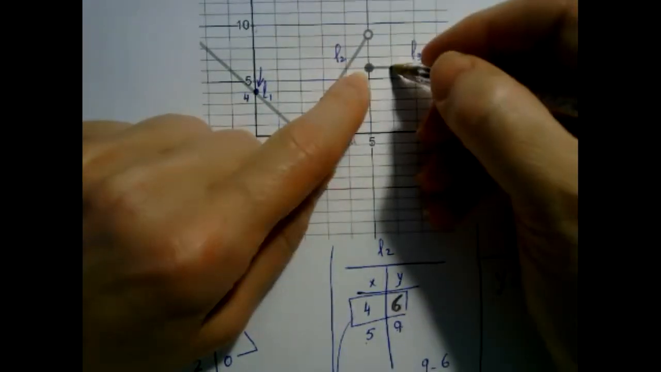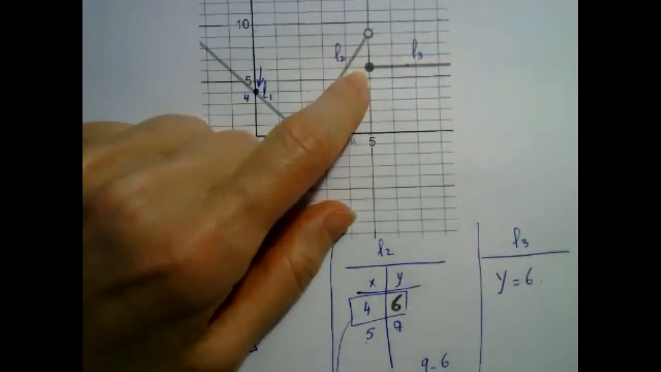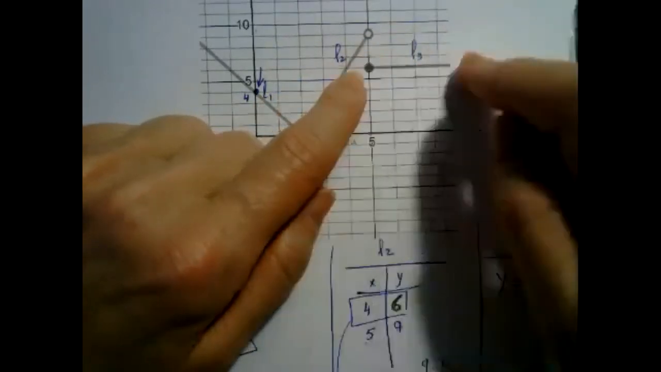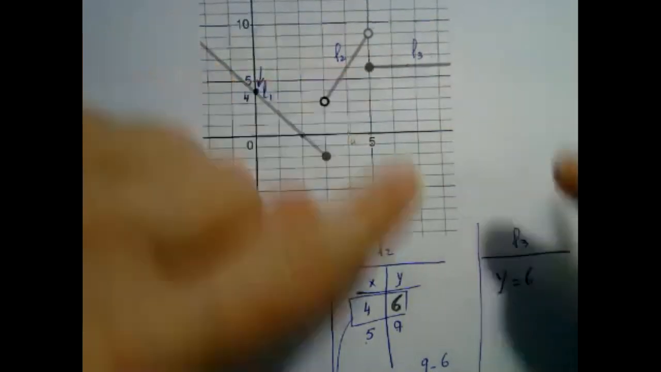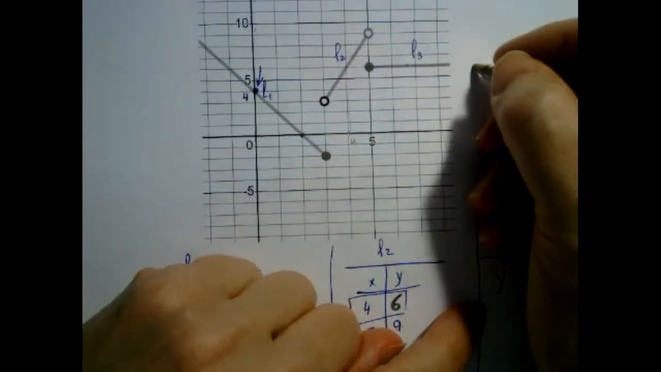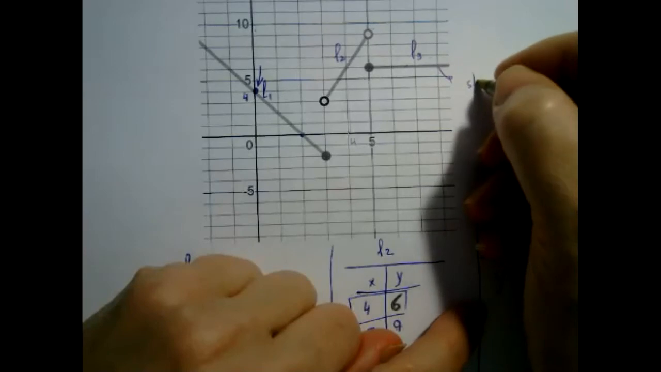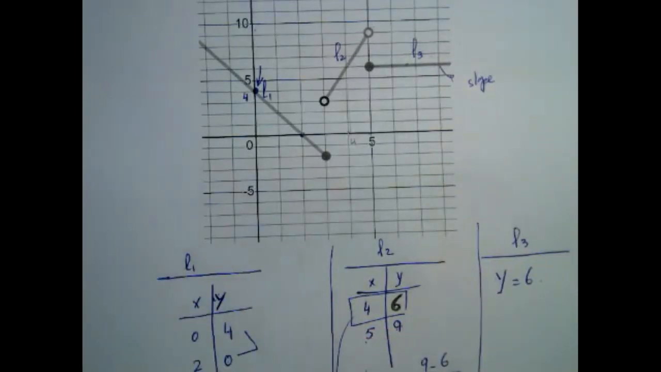So if you take any point here, regardless, y equal to 6. So whenever you have a horizontal line, the equation of the horizontal line is y equal to 6. Now, what's the slope for this line? What's the slope of this line? Quickly.